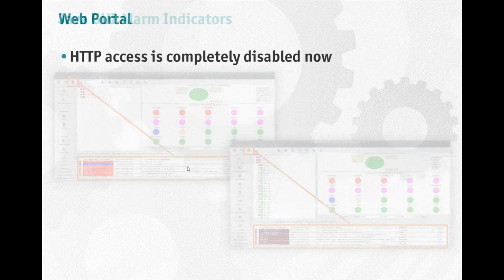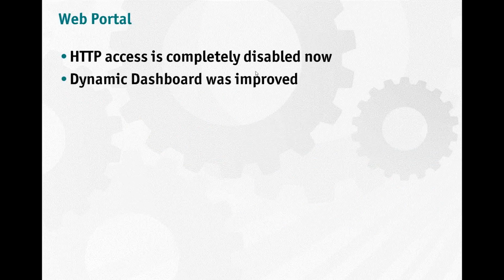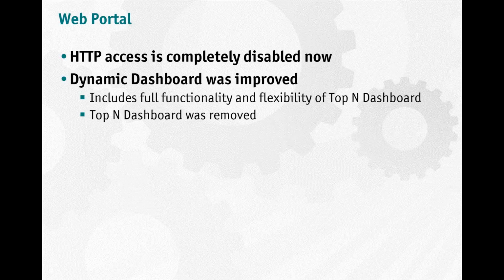For the web portal, we disabled the HTTP access completely now, so this is also something a lot of customers were requesting. We also improved the dynamic dashboard, which was introduced in version 6.7 furthermore. So what we did is add the functionality and the flexibility you already know from the top-end dashboard, like doing time setting changes or filtering.